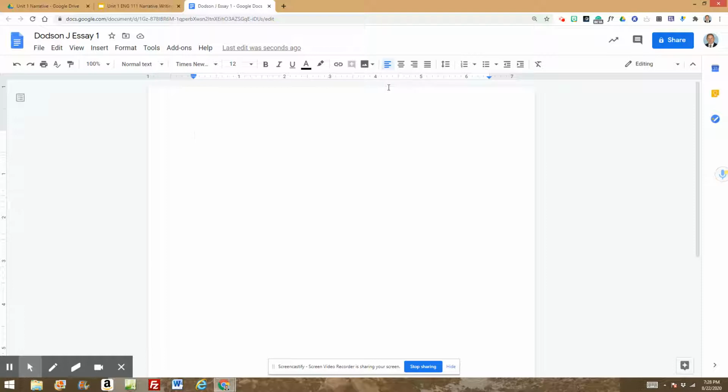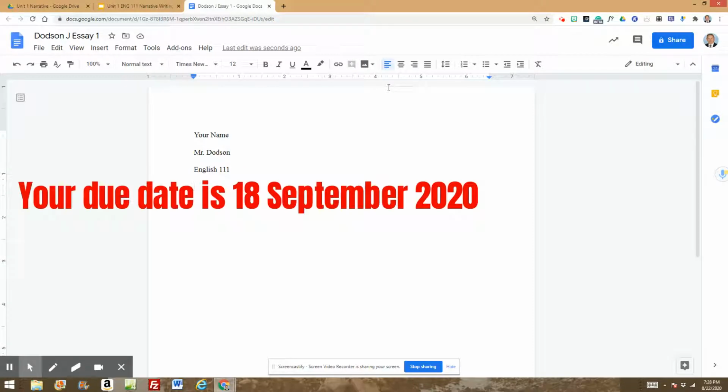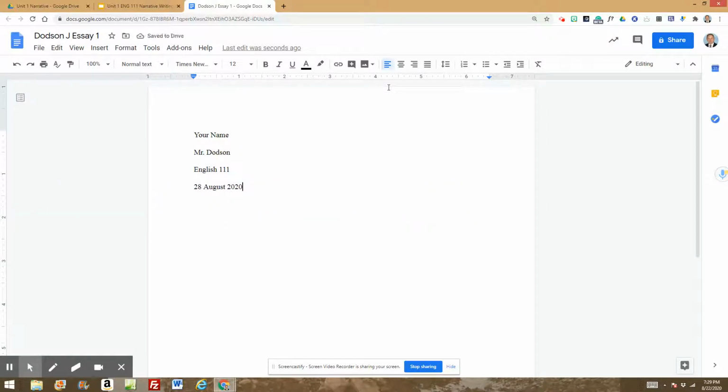The very top line of your paper is going to be your name, and hit enter. So it is first and last name. The second line is going to be your professor's name, so Mr. Dodson. The third line is going to be the title of the course. This is English 111. And then the fourth line is going to be the date that the final draft is due. And so for us, that final due date is the 28th. You're going to do it in inverted order so that there's no need for a comma. So 28 August 2020, and then hit enter.